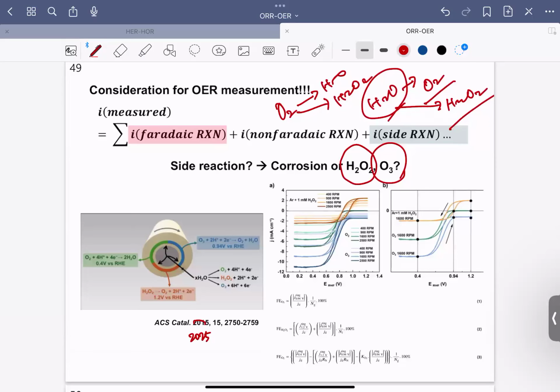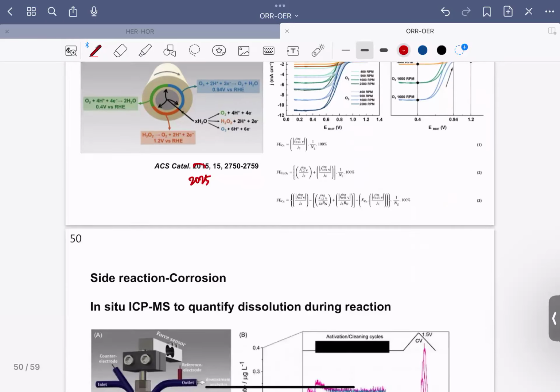And so there is a way to confirm the amount of hydrogen peroxide and ozone. But the good thing is that the proportion is really negligible. So in general, we are not aware of this, but there is still a theoretical possibility, right? So please think about how to quantify the actual Faraday reaction that occurs.